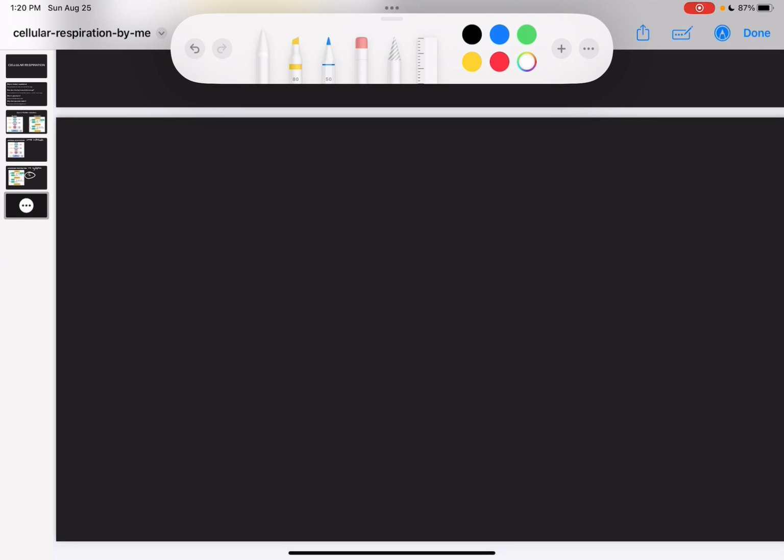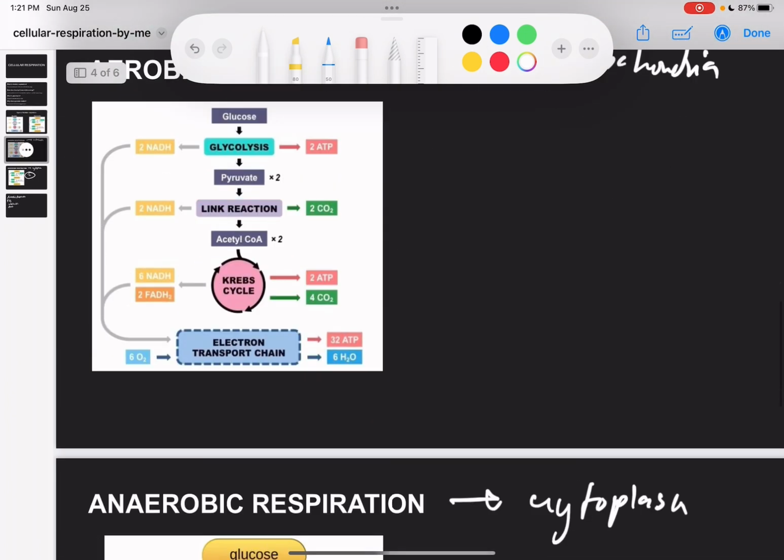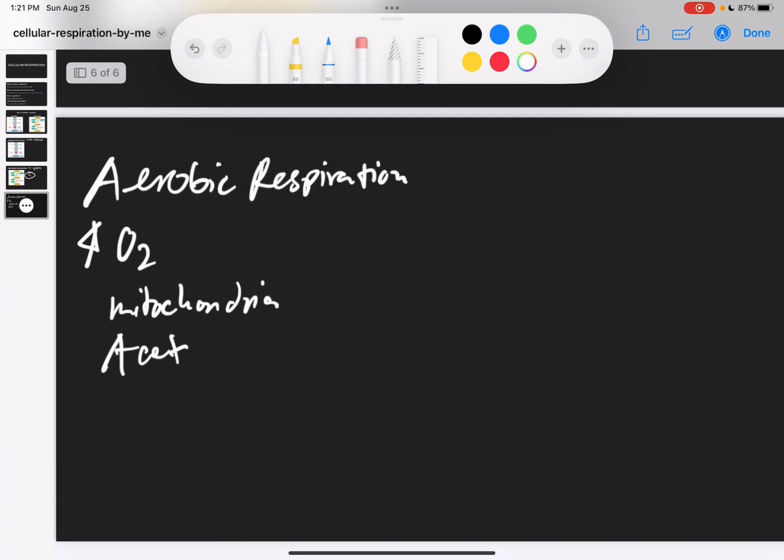So let's do a final review. Aerobic respiration occurs in high oxygen environments where there is a mitochondria in the cell. Here, pyruvate is turned into acetyl-CoA by an enzyme called pyruvate dehydrogenase.